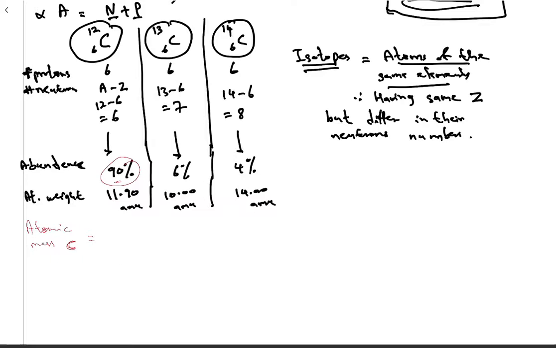So let's do a weighted average. You have the weight of 11.90 AMU. You multiply that by the 90%, which is 0.90, plus the weight of the 13C6, which is 10 AMU. You multiply by its abundance, which is 6%, that is 0.06, plus 14 AMU for the 14C6, and its abundance is 4%, so 0.04.